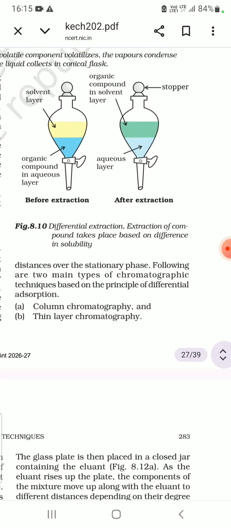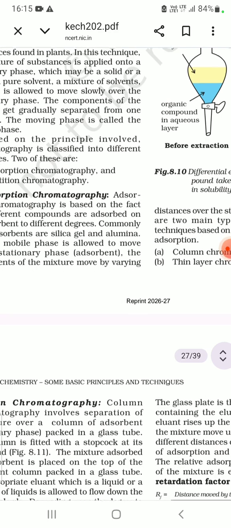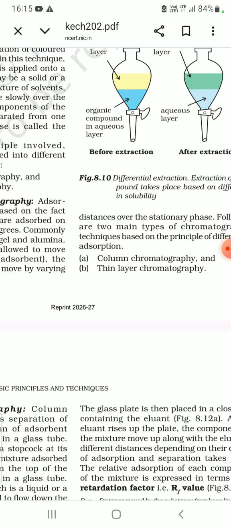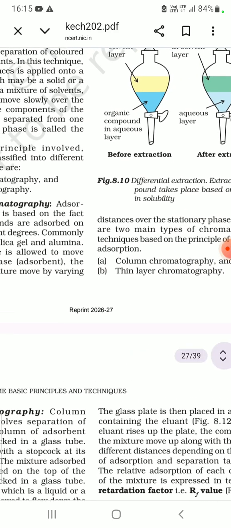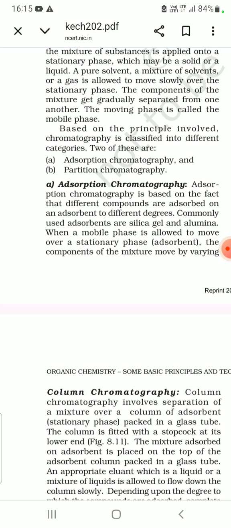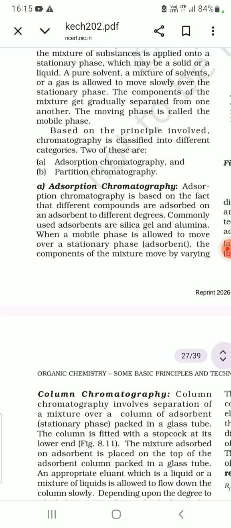Column chromatography and thin layer chromatography are types of adsorption chromatography, and paper chromatography is a type of partition chromatography. Adsorption chromatography has two types: column and thin layer. Adsorption chromatography uses silica gel and alumina. It is based on the fact that different compounds are adsorbed on an adsorbent to different degrees.